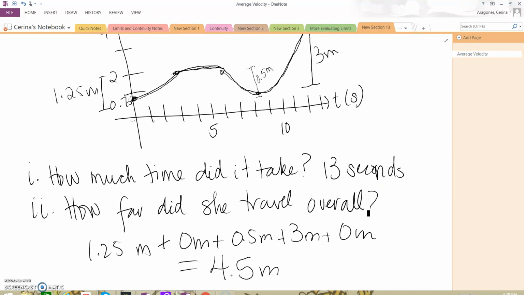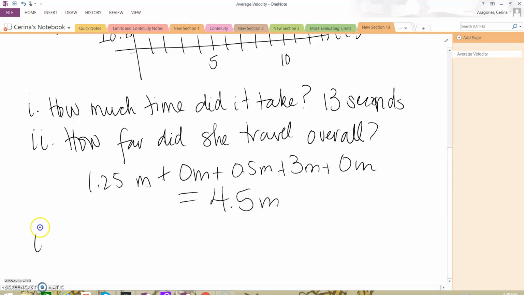So distance is always positive, right? So even though she was walking back to the motion detector, that negative is a direction, not the amount of distance she traveled. Okay, next.